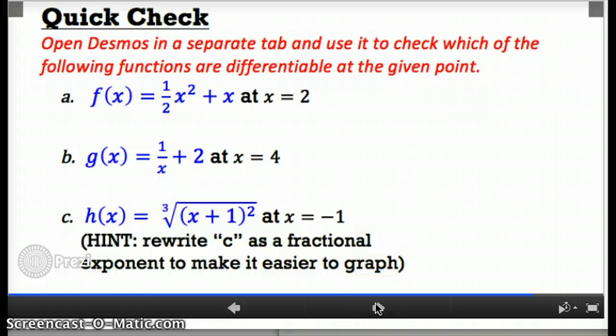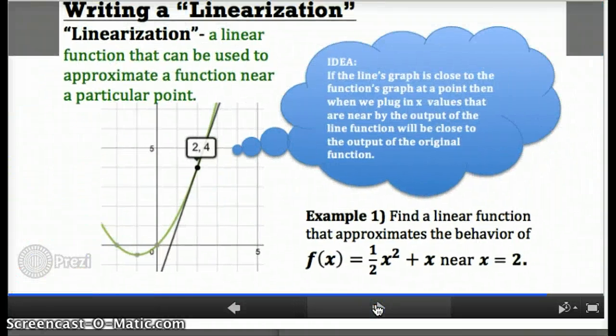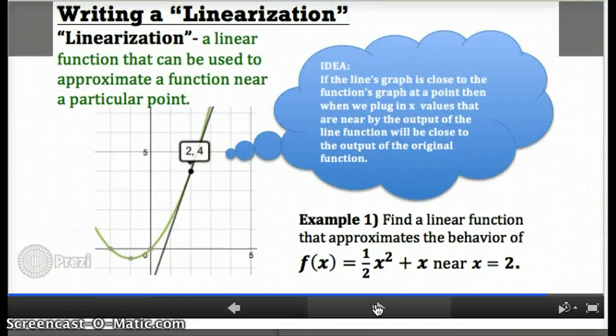Now that you know what it looks like to be locally linear, we can actually get on to linearization. Remember, linearization in the objective was when you write an equation of a linear function. And to be specific, the reason we would write that linear function is because it can be used to approximate a curved function when you're really close to a particular point.